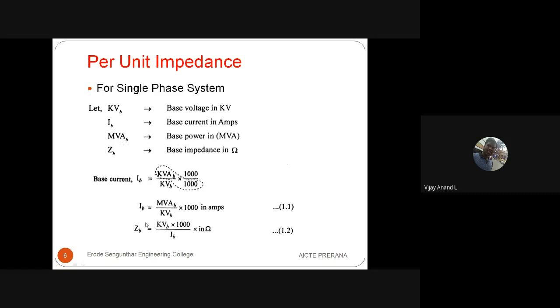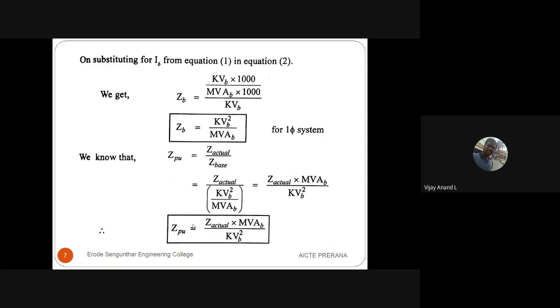Then we have to find out Z_B. Z_B is the impedance, which is simply voltage divided by current. So Z_B is equal to kV_B divided by I_B. We multiply kV_B by 1000 because Z_B is in ohm, to convert kilo ohm. We take this as equation number 2. Now substitute I_B from equation number 1 in equation number 2.